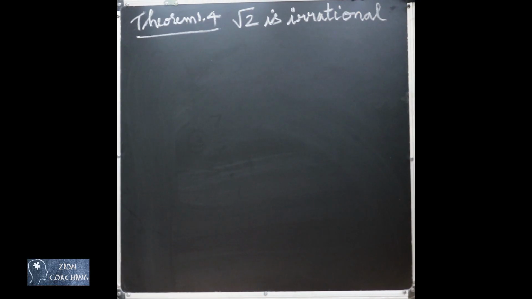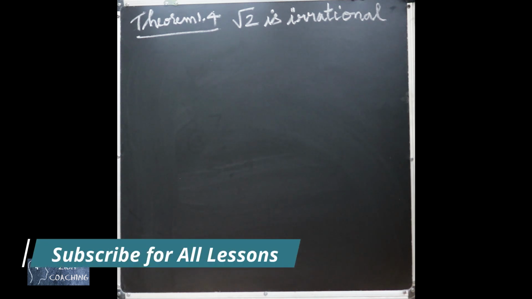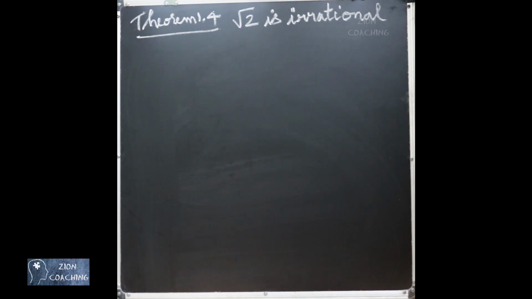Now in this theorem 1.4, we are going to prove that root 2 is irrational. Of course, all of you know that root 2 is irrational. You know the square root of all prime numbers are irrational. That is what you have learnt in class 9. But now we are going to prove it theoretically using a method called the method of contradiction.